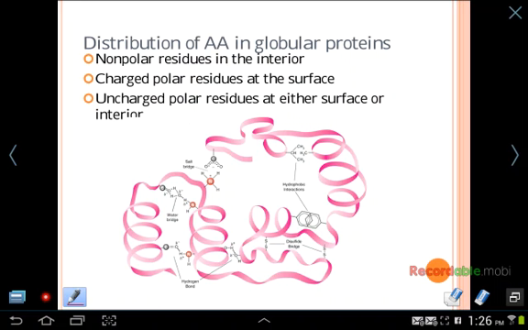So amino acids in globular proteins are usually distributed in a certain way, where non-polar residues are in the interior and charged polar residues are at the surface. Now, the uncharged polar residues will occur either at the surface or in the interior, and a lot of times these uncharged polar residues will hydrogen bond with other uncharged polar residues in the interior of the protein, which will then enact further stability and also some catalytic sites as well.